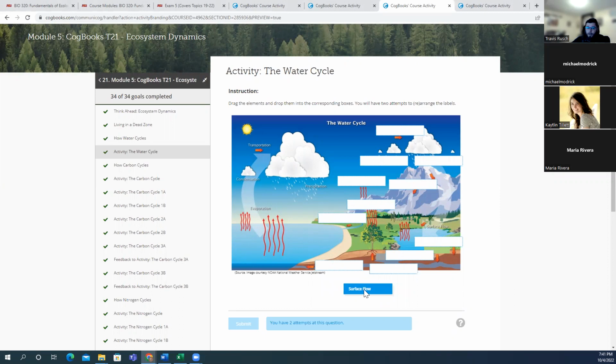So where do we think surface flow would go? I guess, what do we mean by surface flow? Maybe that can help, because picking the box is going to be a little difficult. So surface flow is water flowing on the surface of the land. That would be this right here, and what it's referring to is this river, this runoff that's coming down on top of the land.